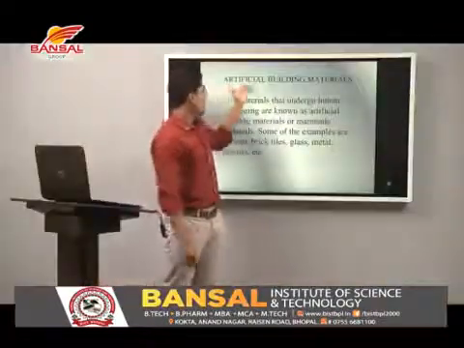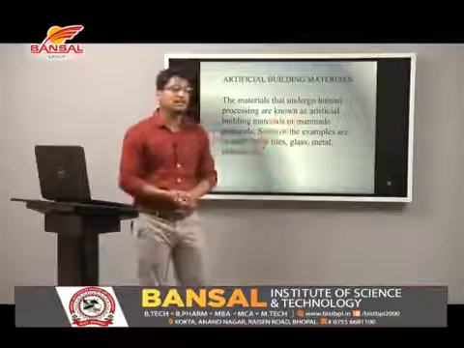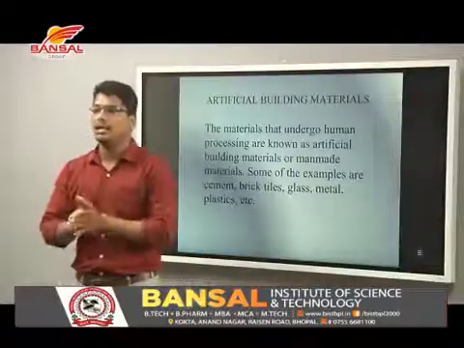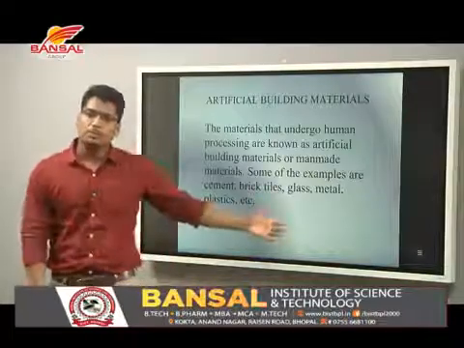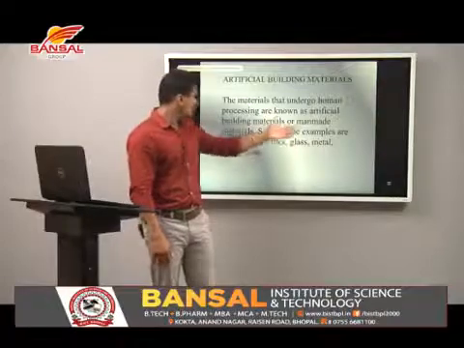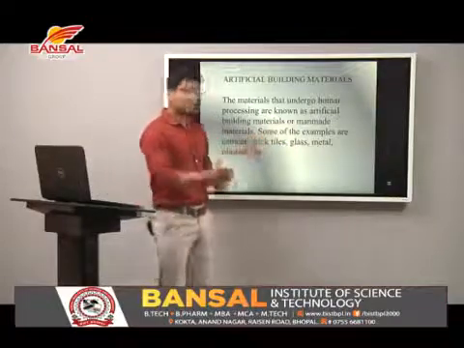Now, we will discuss artificial building materials. The materials that undergo human processing are known as artificial building materials. Some of the common examples are cement, brick, tiles, glass, metals, plastics, etc.